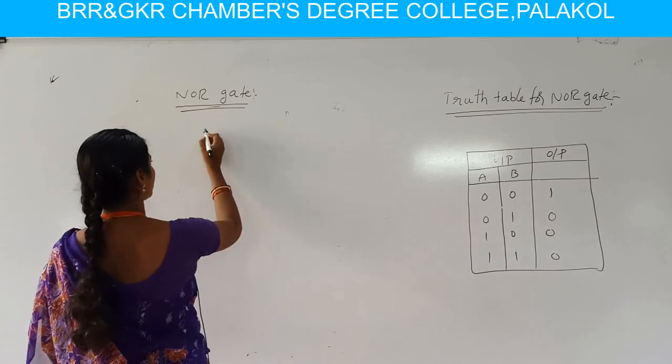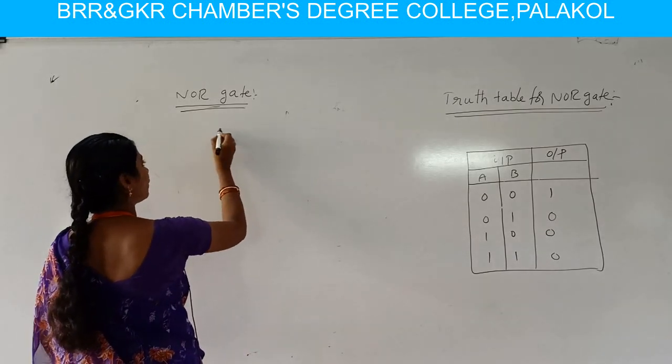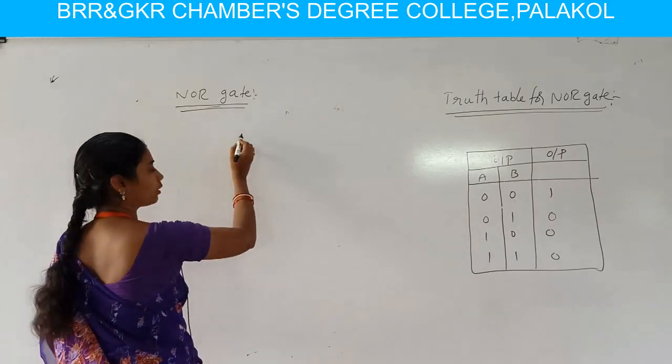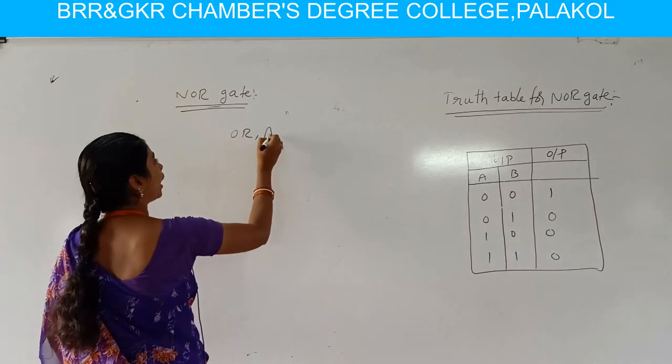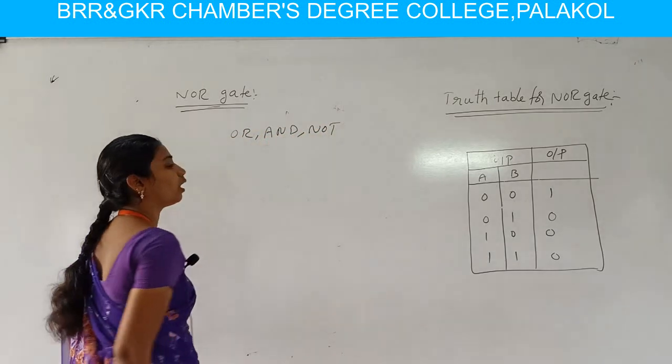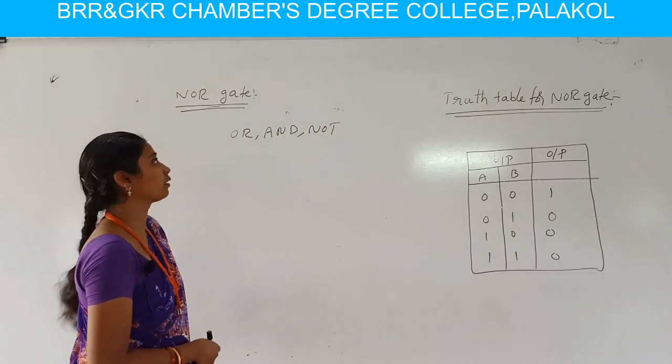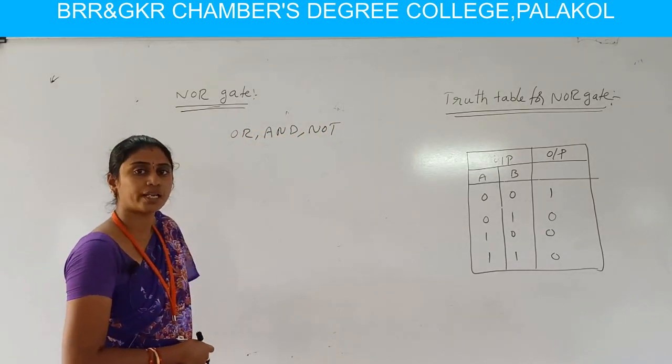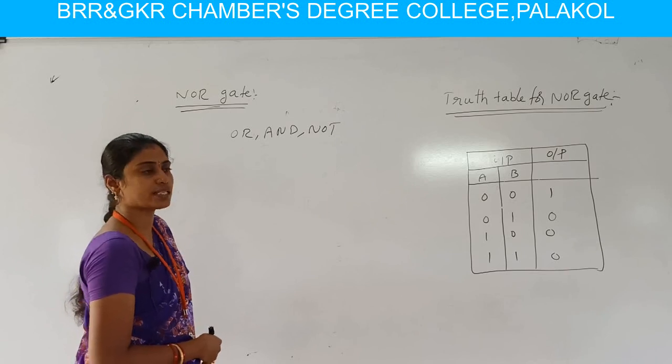Why is the NOR gate said to be a universal gate? Because the basic logic gates, OR, AND, NOT, are constructed by using this NOR gate. Hence the NOR gate is said to be a universal gate.